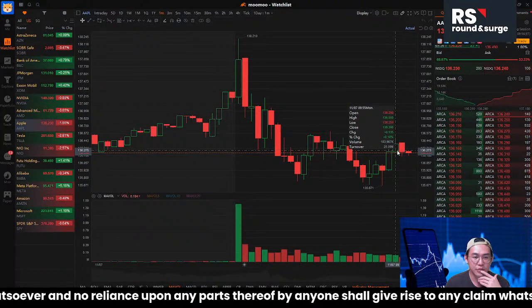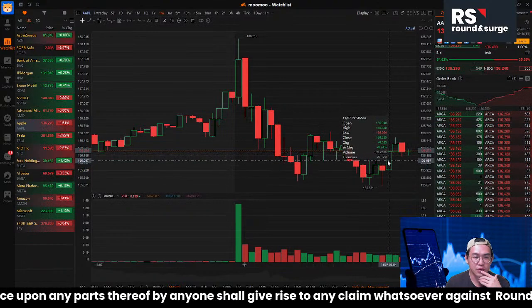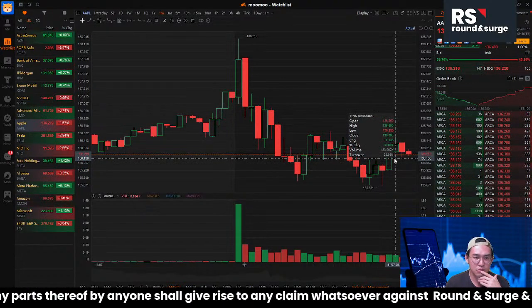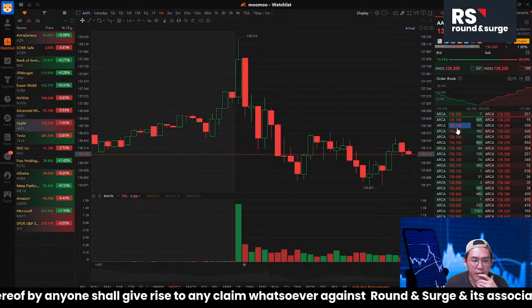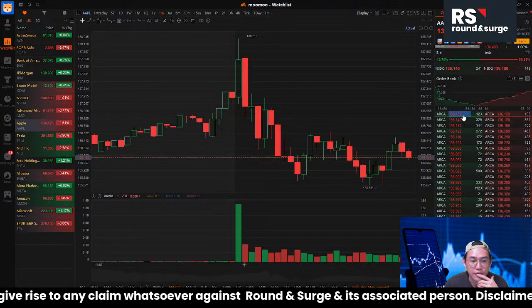Not closing lower than the previous one. Volume is not higher than the previous one. Let's wait for it again. Oh, 16, 12, wow, there's a lot of difference here right now.